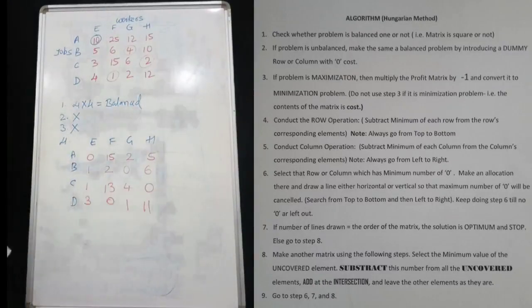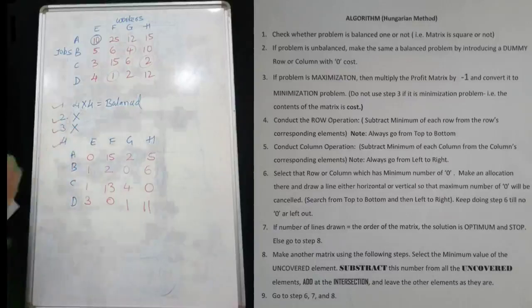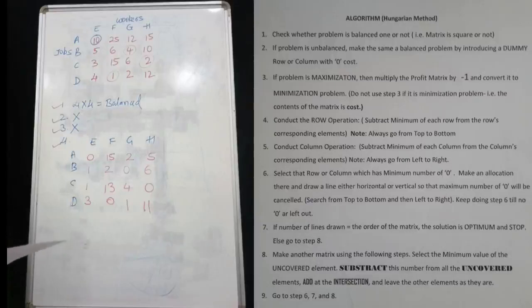So I have completed my row operation, that is step number 4 is completed. So 1 is complete, 2 is complete, 3 is complete, and step number 4 is also completed. Now I'll go to step number 5. Step number 5 says conduct column operation. Now as it was row operation, what did we do? We subtracted the minimum of that row from the corresponding elements of the same row. So in column also it is the same thing. Subtract the minimum of each column from the column's corresponding elements.